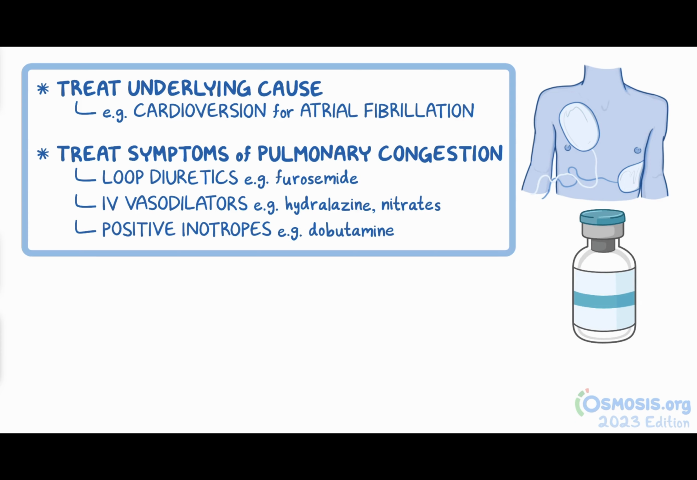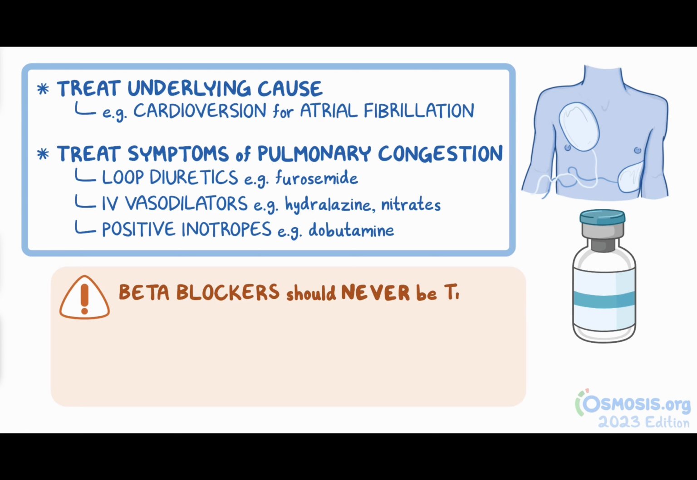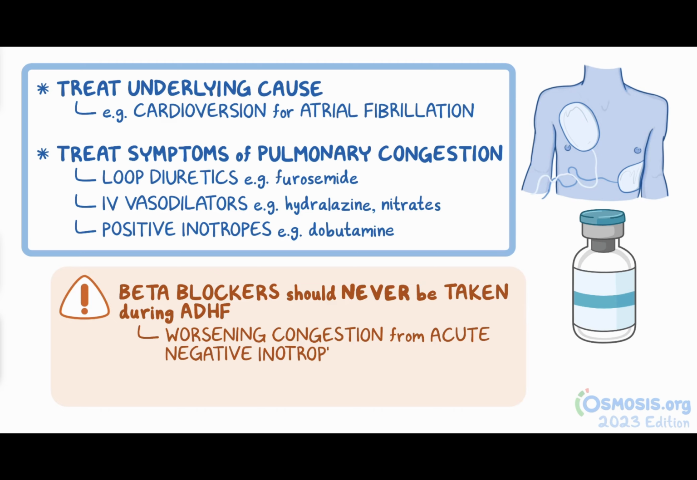Here's a high-yield fact. Beta blockers should never be taken during acute decompensated heart failure due to worsening congestion from their acute negative inotropic effects. However, they can be given once the patient becomes euvolemic.